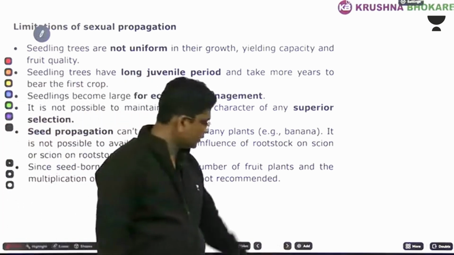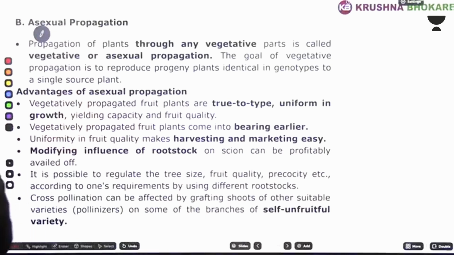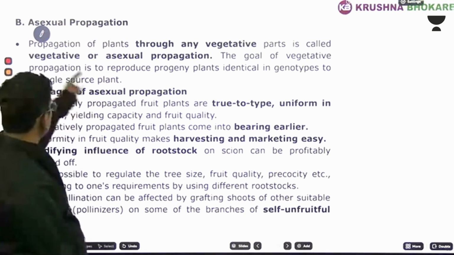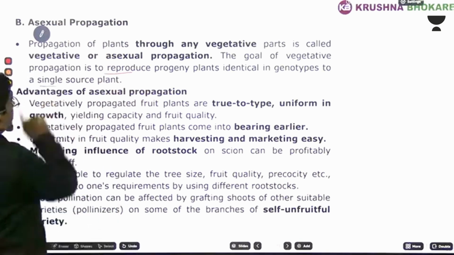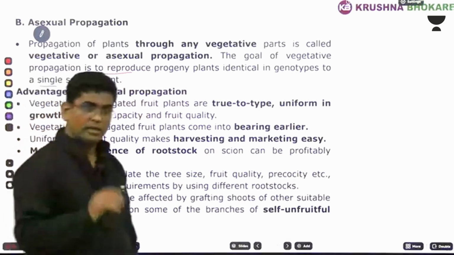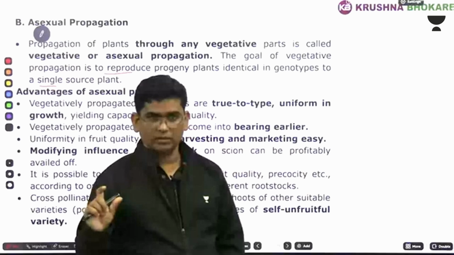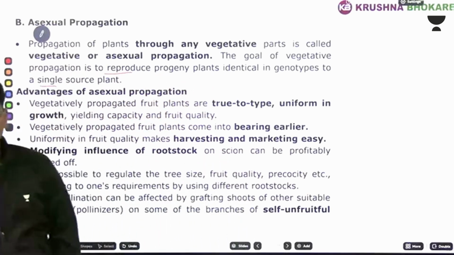But this is one of the oldest methods, the cheapest method. Okay, less skills are required. Then what is another method of propagation of forest plants? That is the asexual method. Propagation of plants through any vegetative part is called vegetative or asexual propagation. The goal of vegetative propagation is to reproduce progeny plants identical to the genotype of a single source plant. From one plant you are developing so many plants, at least 10-20, depending upon the branches, buds, and if you are using tissue culture, then thousands of plants can be easily developed.